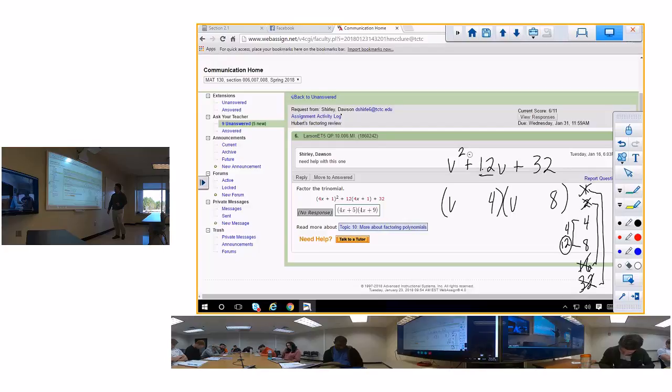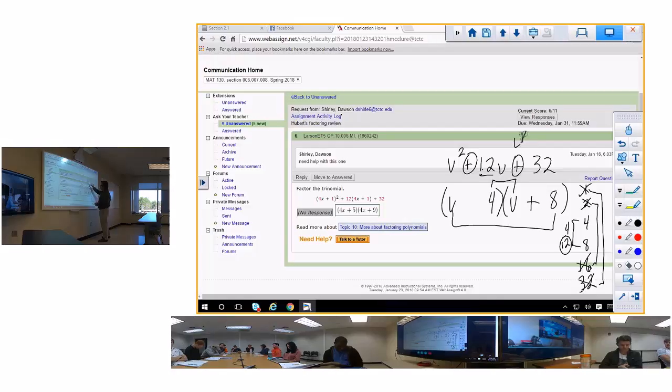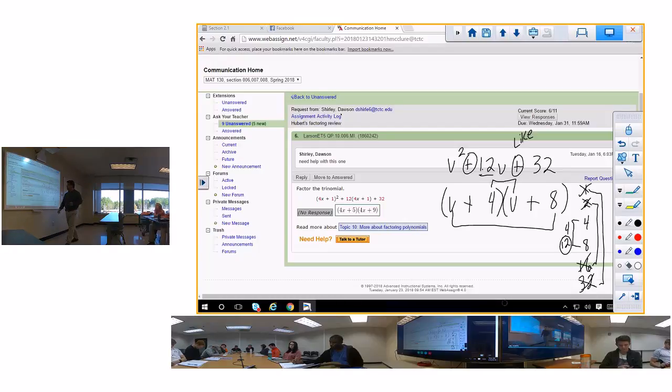This tells us that the biggest number of the outside and inside has to be what? Positive. What's bigger, 8 or 4? 8. So that's a plus. And this tells us like signs. So if that's positive, that has to be positive. So u plus 4, u plus 8. And now stick in your u, which is 4x plus 1.